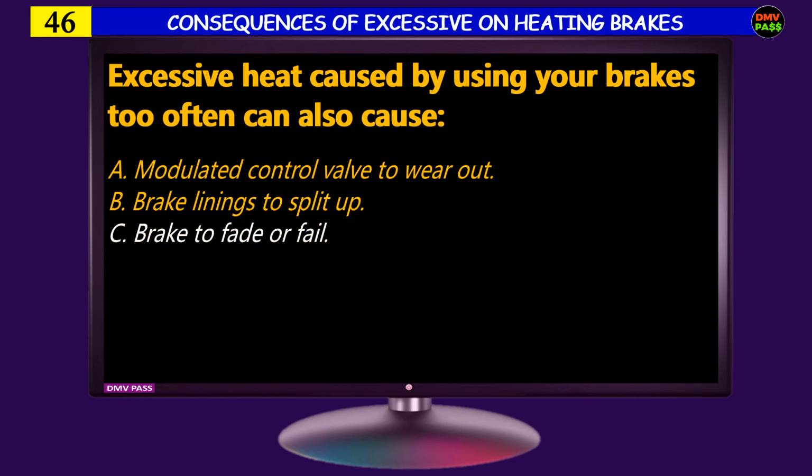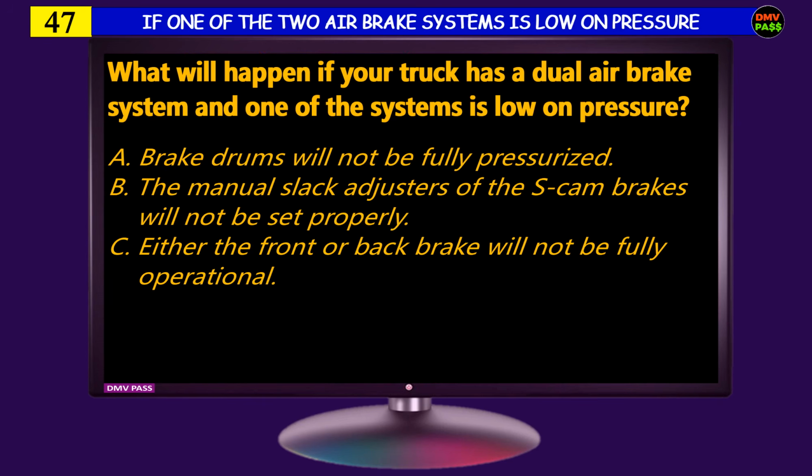Next question. 47. What will happen if your truck has a dual air brake system and one of the systems is low on pressure? A. Brake drums will not be fully pressurized. B. The manual slack adjusters of the S-cam brakes will not be set properly. C. Either the front or back brake will not be fully operational.